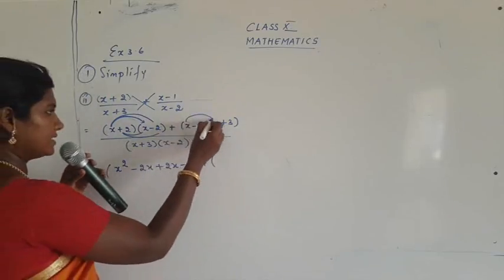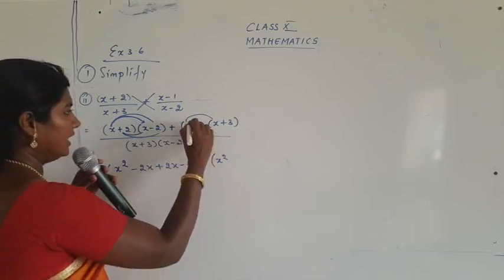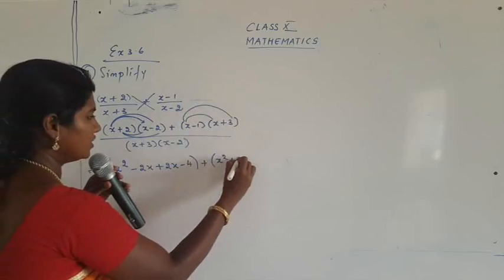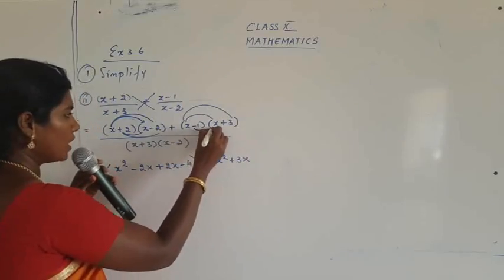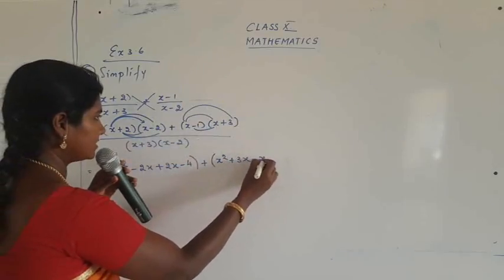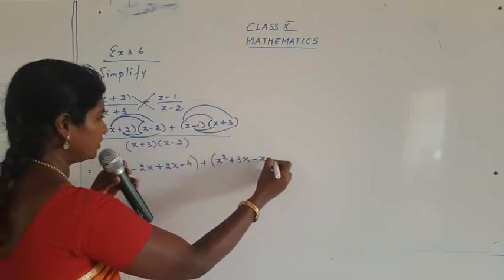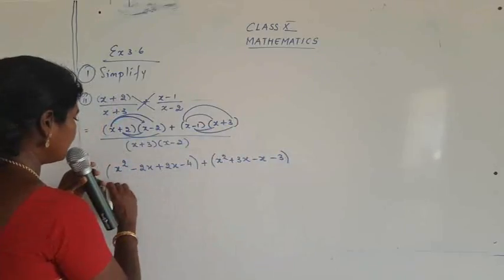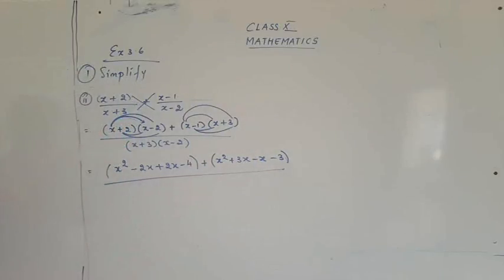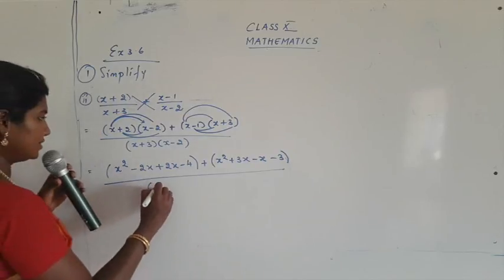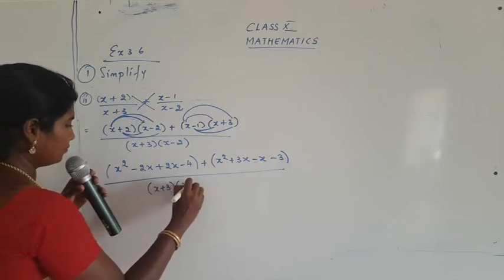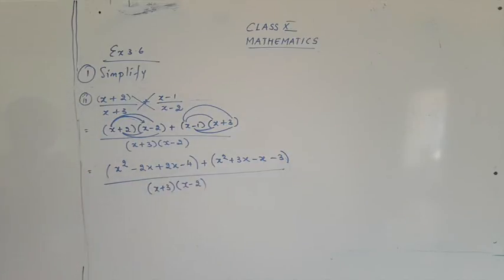x into x, x square. x into 3, plus 3x. Minus 1 into x, minus x. Minus 1 into 3, it's minus 3. So I have expanded the numerator part. Keep the denominator part as it is: (x+3)(x-2). You can simplify the denominator part, but no problem. If we keep the denominator as it is, there's no mistake.